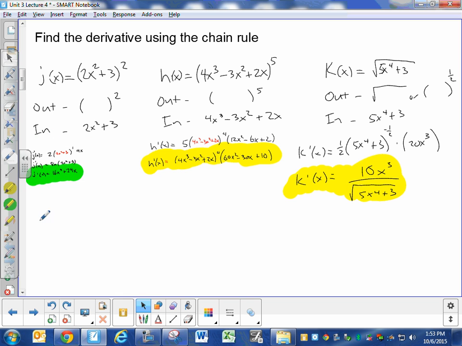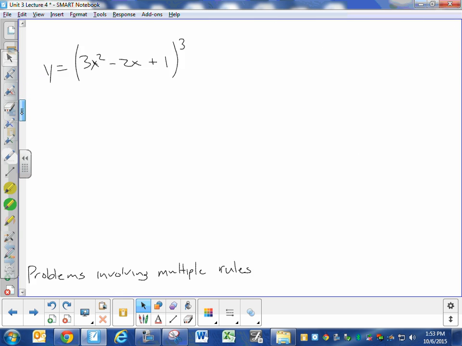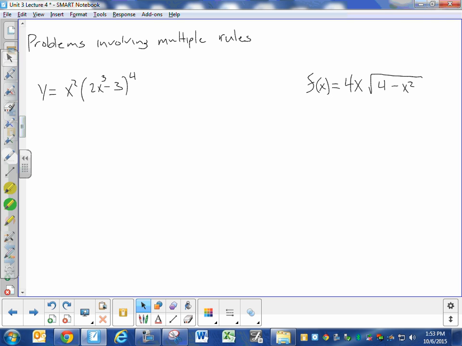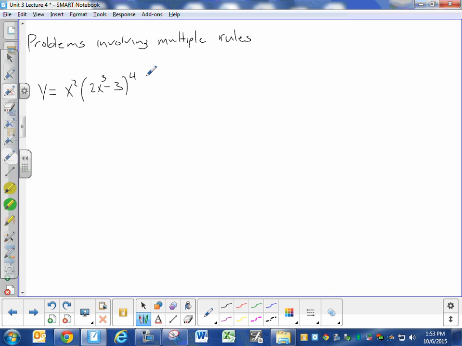Okay, moving forward. We might have something involving multiple rules. This example over here on the left is an atypical example where taking the derivative is actually not too difficult, but it's a simplification process that will be expected of you, where a lot of people make mistakes.